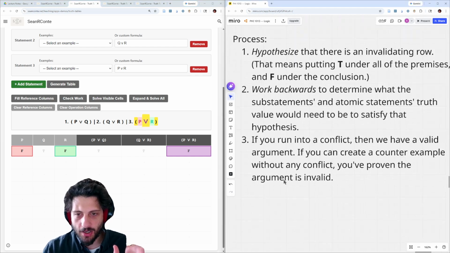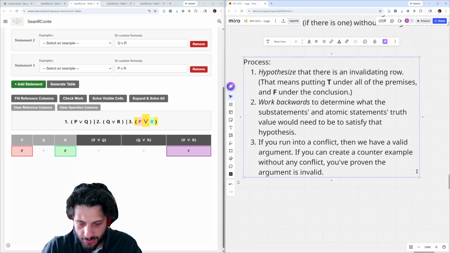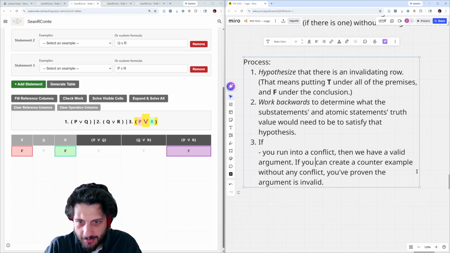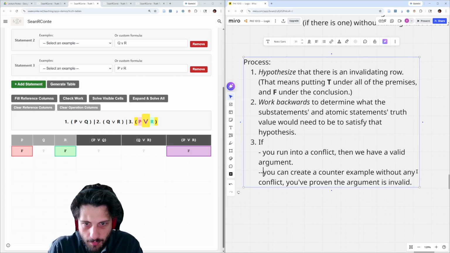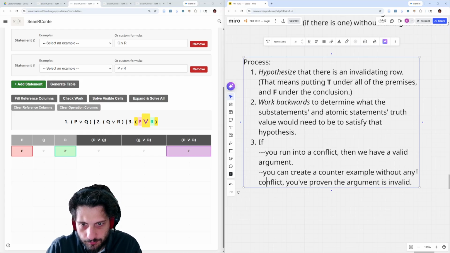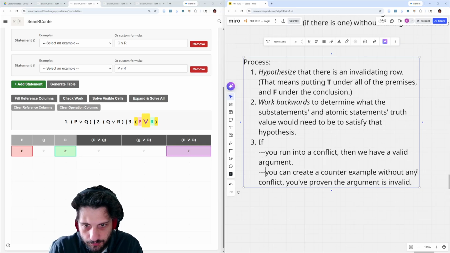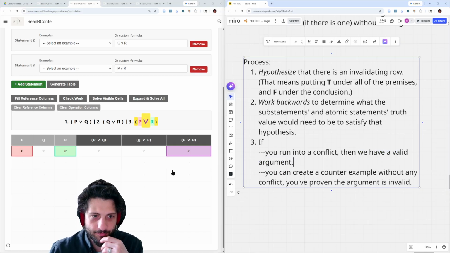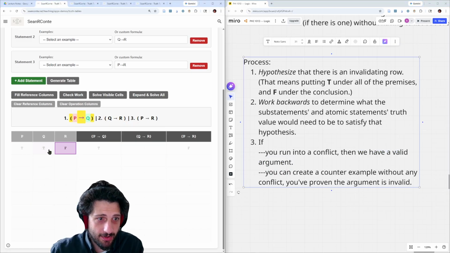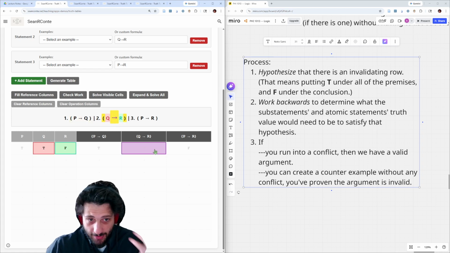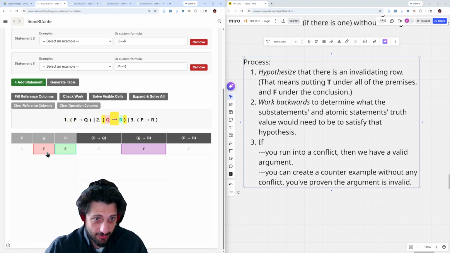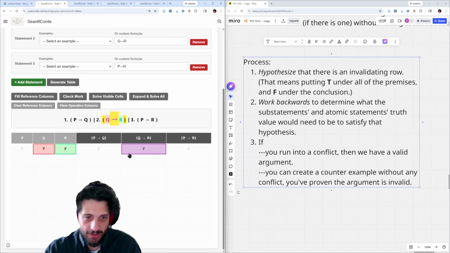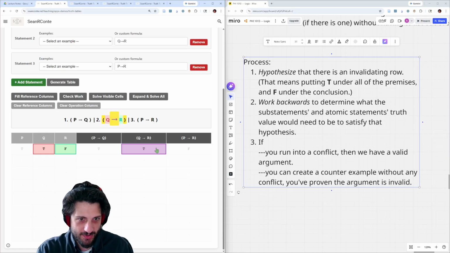And then we just ask ourselves, okay, so what happened? Maybe I should put it like this: if you run into a conflict, then we have a valid argument. That's what happened over here. I made this T and F, and so that made me want to make this false because it was a conditional, and a true left-hand side and a false right-hand side forces me to say that the conditional itself is false, but that conflicts with my hypothesis in the first place, so that's why we said there was a conflict.